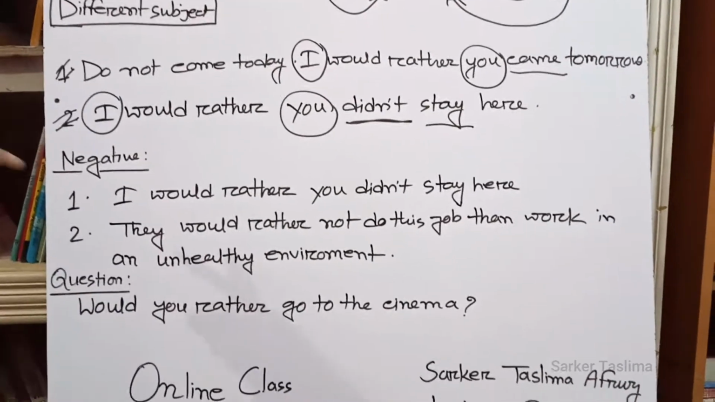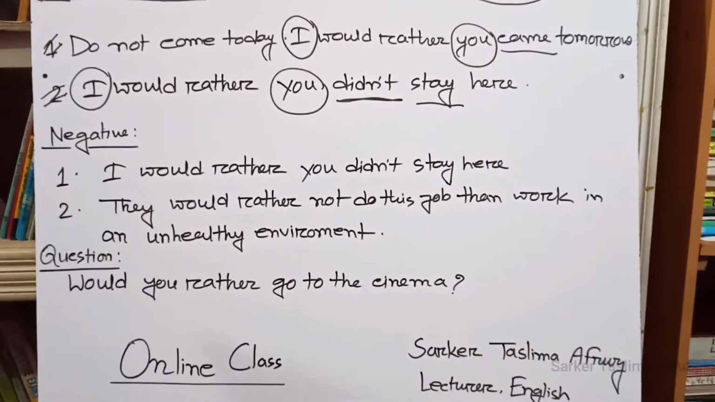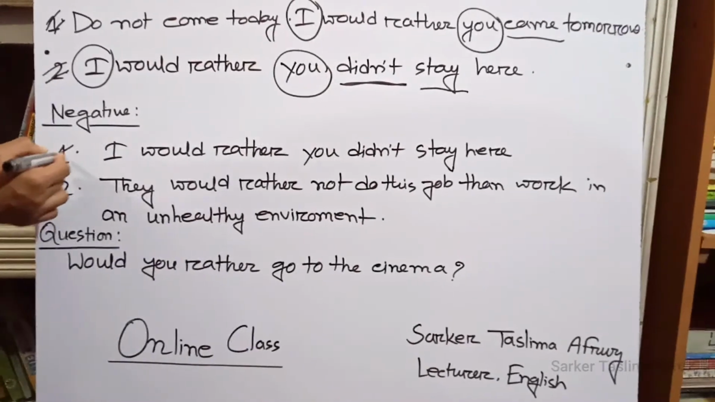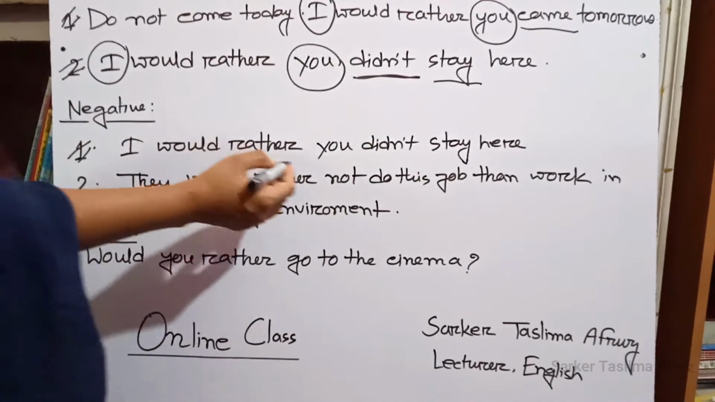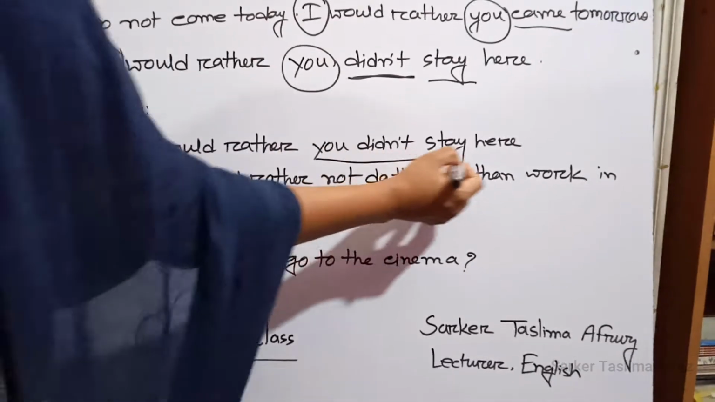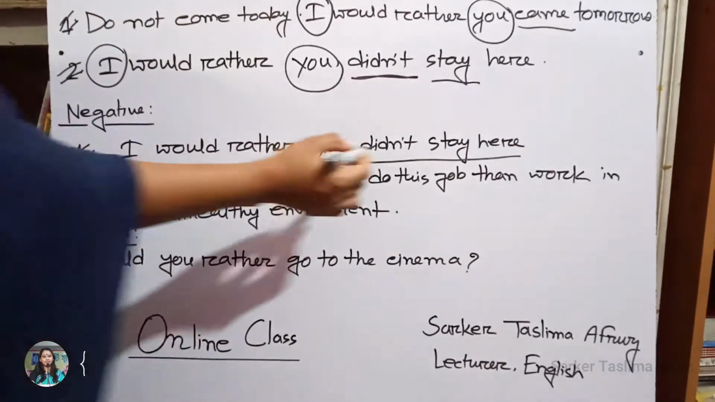Now how to use would rather in negative form. You can see first example, I would rather you didn't stay here. Once again, didn't.